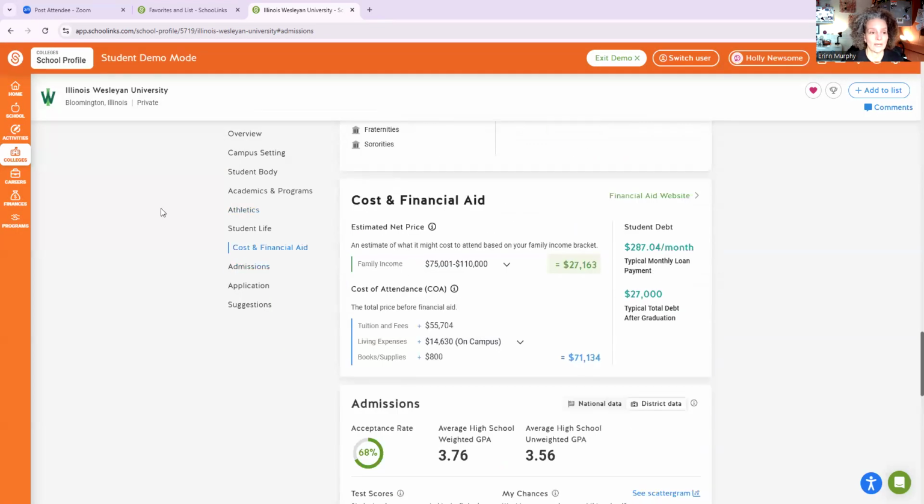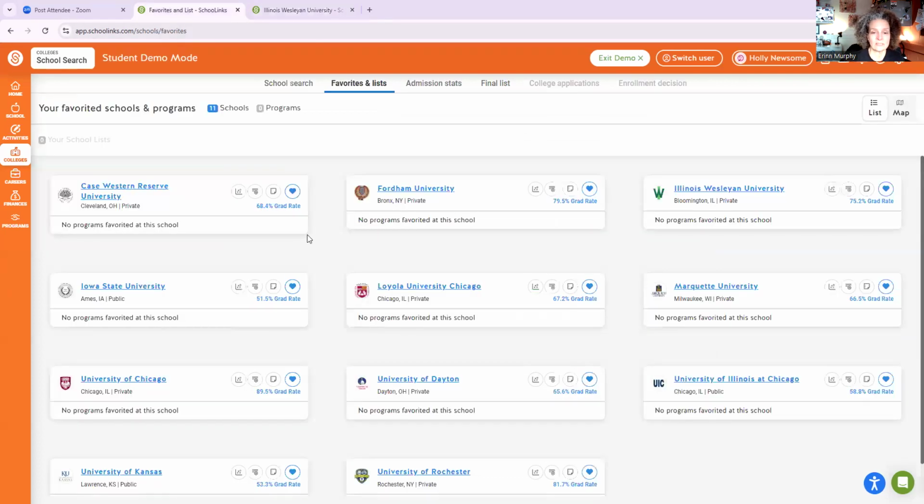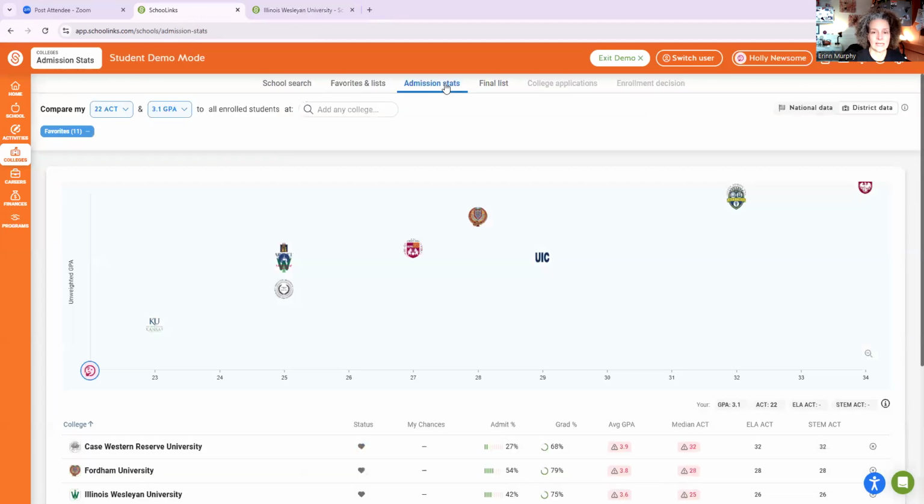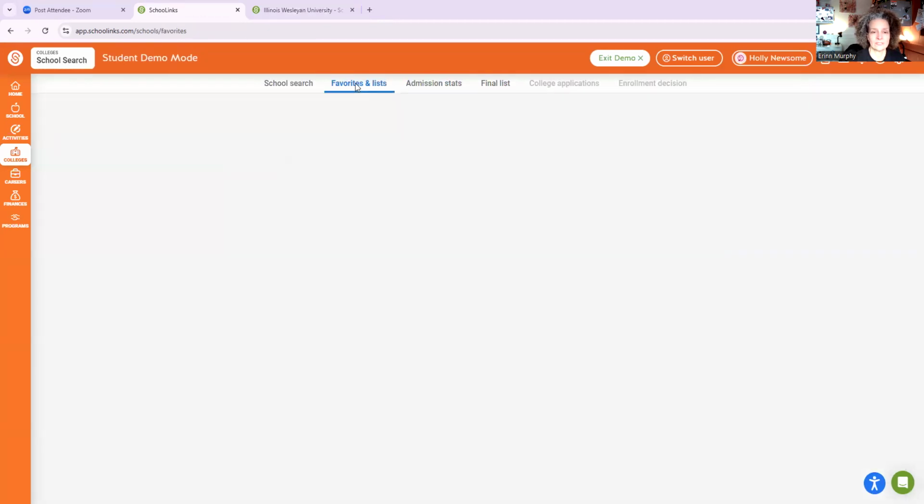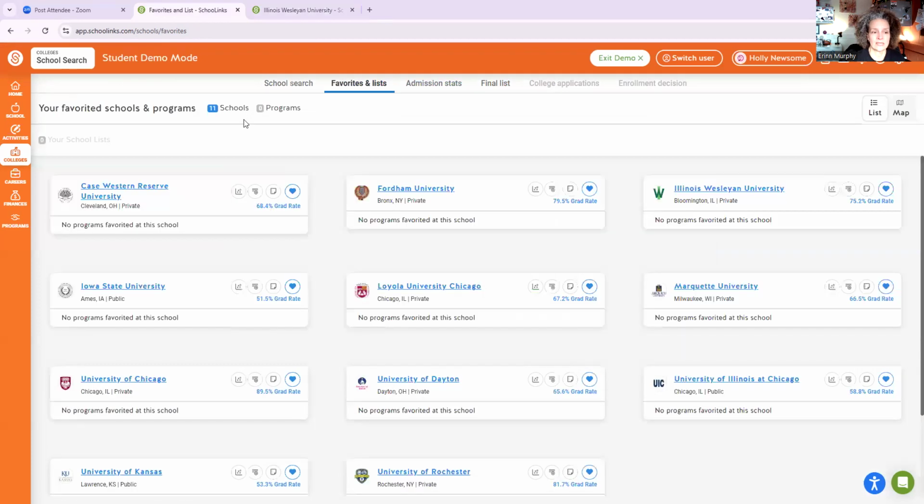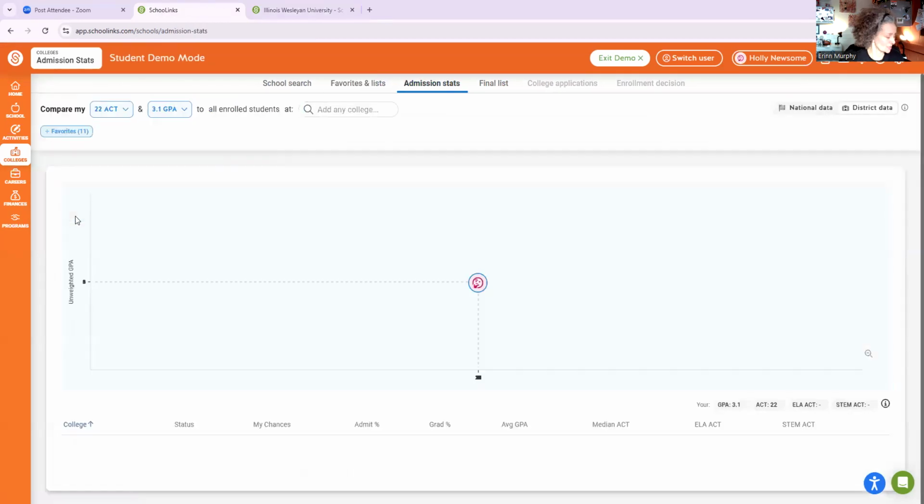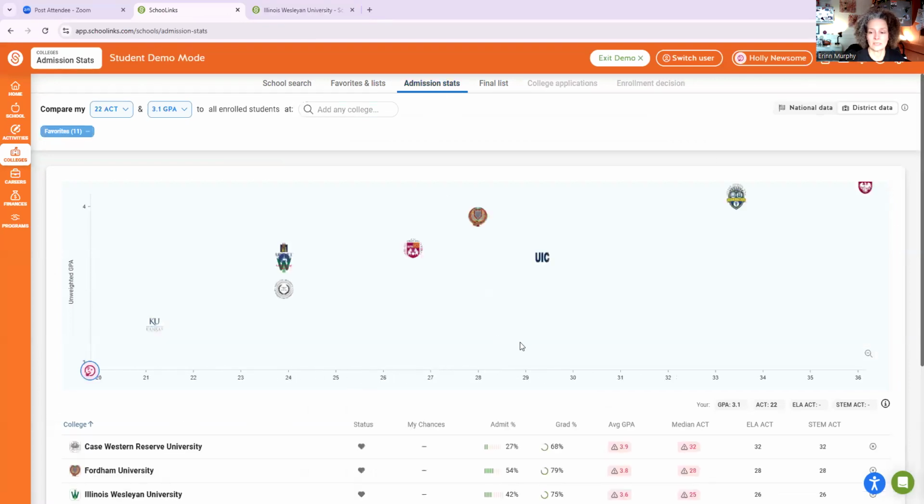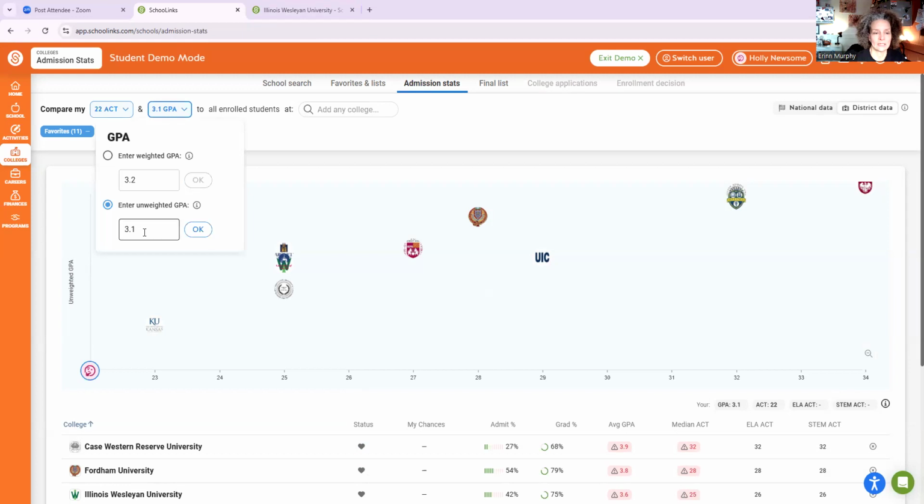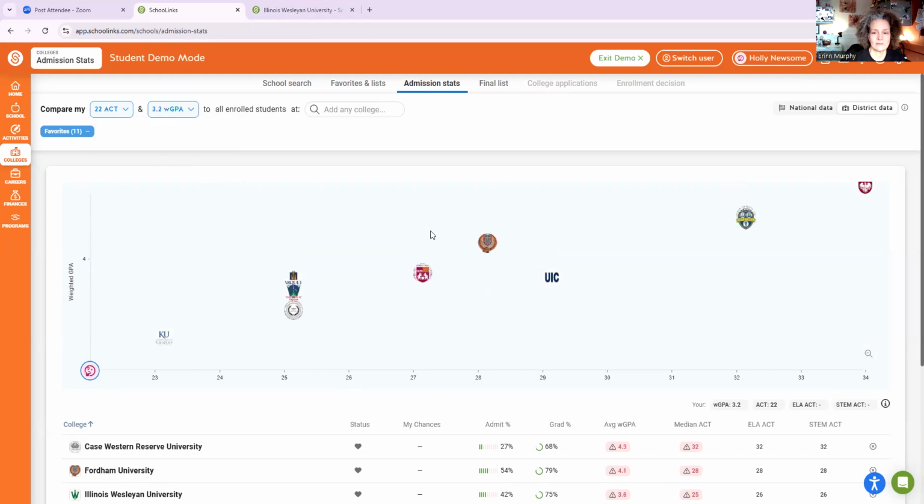All right, so we're going to go back to my favorites and lists, and I want to see admission stats. So I went from favorites and lists to admission stats, and you can also get there this way. And this page brings up the schools that I have favorited. I have a 22 ACT that I've put in, a 3.1 GPA unweighted, a 3.2 weighted. Let's do weighted just for the fun of it.